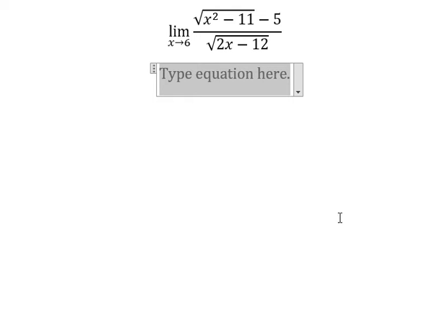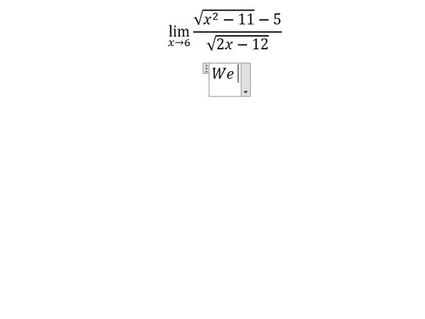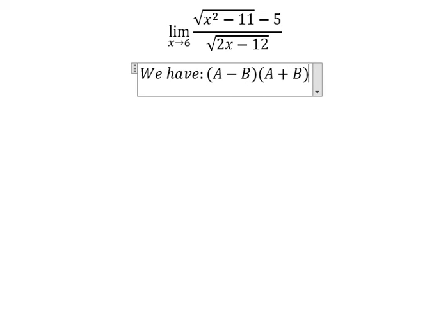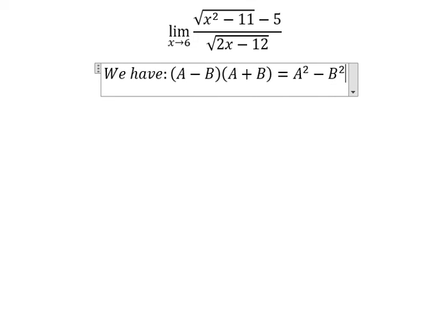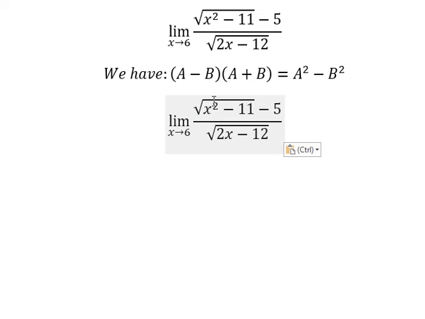The topic today is about limit. So now I will show you how to answer. We have a minus b multiplied by a plus b equals a squared minus b squared. So we have a, we have b.